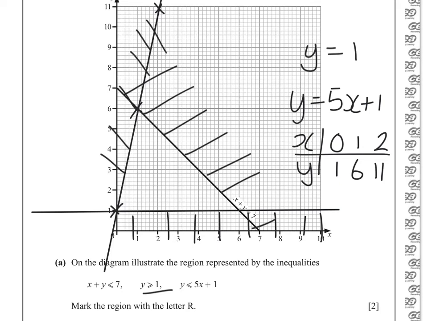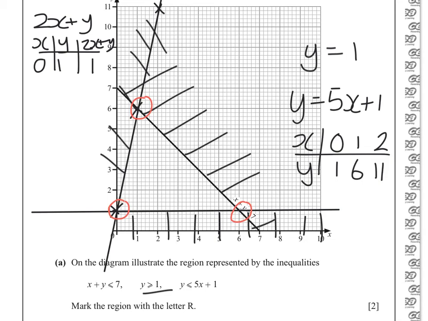We're asked for the maximum value of 2x plus y. So I'm going to construct a table for x coordinate, y coordinate, and the value of 2x plus y. We look at our points of intersection, which we have 3. So we have an x coordinate of 0 and a y of 1, which gives 2x plus y is 1. An x coordinate of 1, a y coordinate of 6. So 2 times 1 is 2 plus 6 is 8.